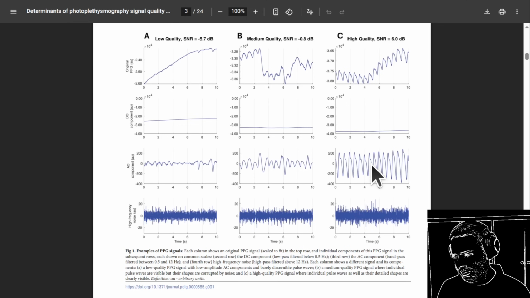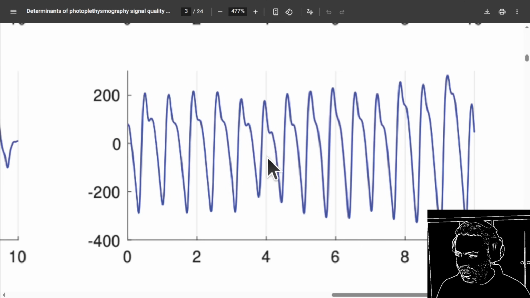Besides the amplitude, another key difference is the clarity of the waveform shape. In the high-quality signal, you're pointing to a waveform with distinct peaks and troughs, clearly showing the characteristics of the pulse. In contrast, lower quality signals may have distorted waveforms or be obscured by noise, making it difficult to accurately interpret the signal characteristics. Okay, just zooming in on this quite a bit.